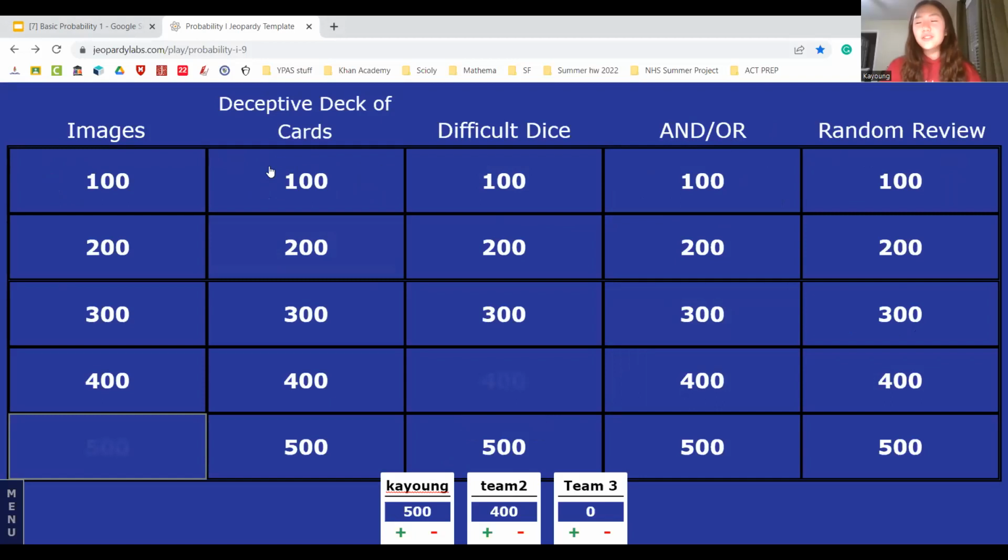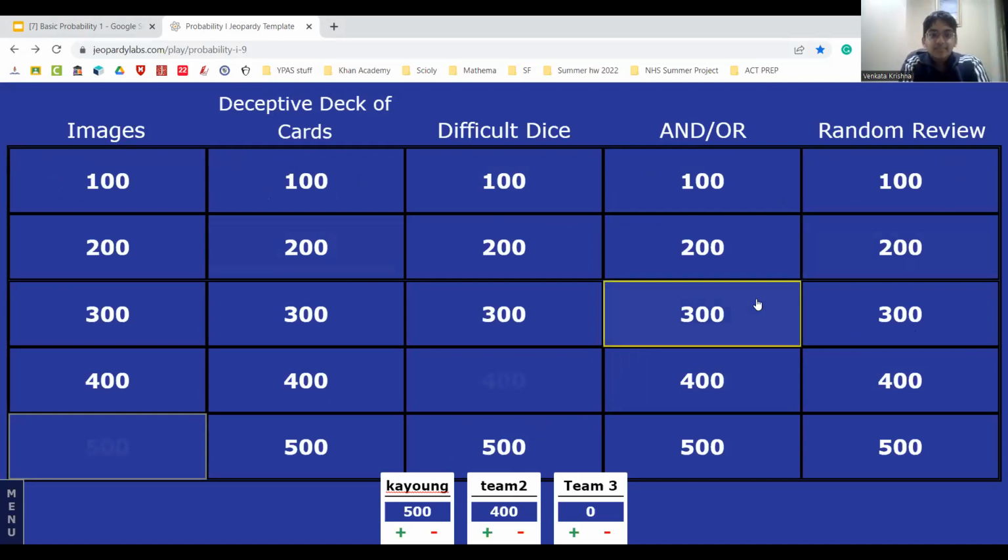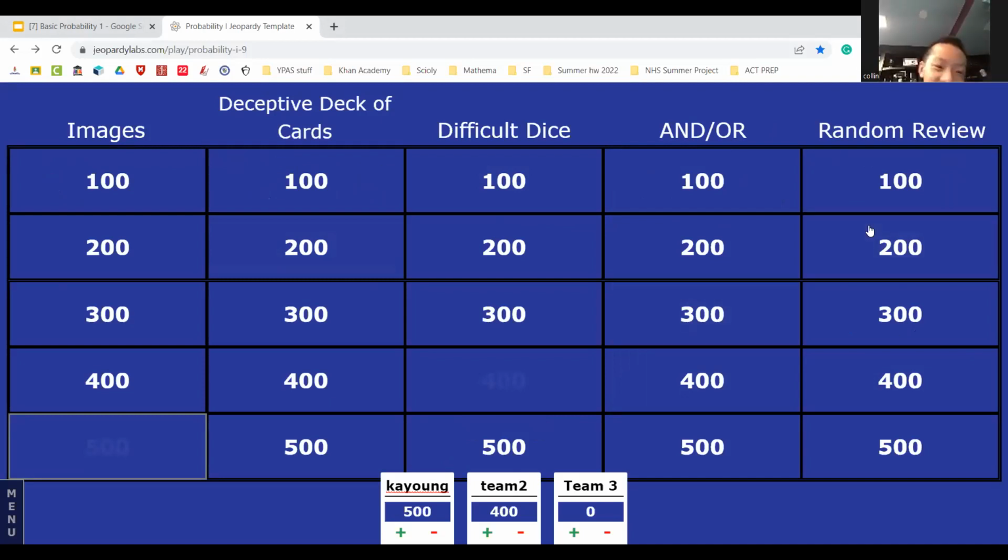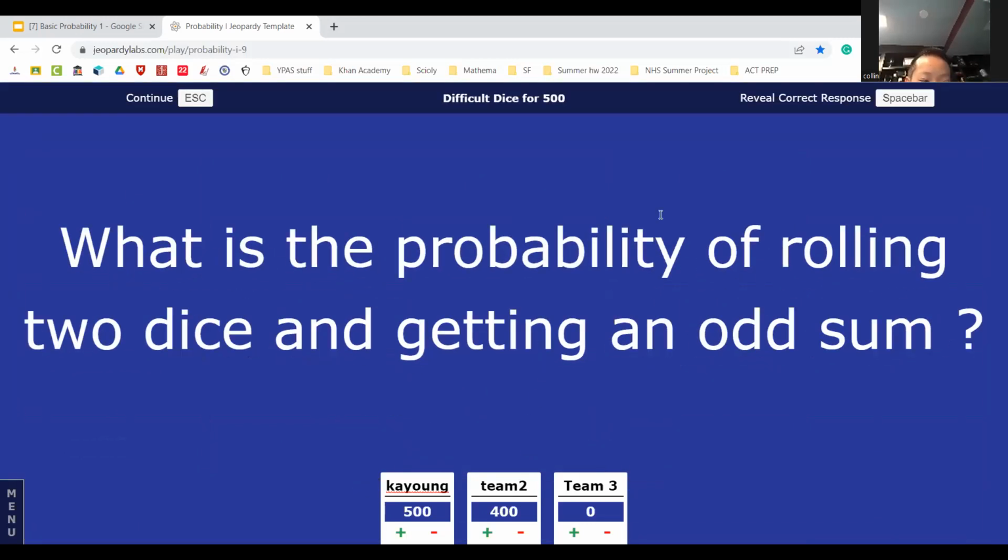Okay, and or 500. Colin, choose it. Oh, okay. I don't like cards. Let Colin choose. I don't like and or either. Okay, difficult dice 500, because I like dice. Okay, what is the probability of rolling 2 dice and getting an odd sum? You guys are picking hard questions, in my opinion, but you got it last time, so let's see if you can get it.